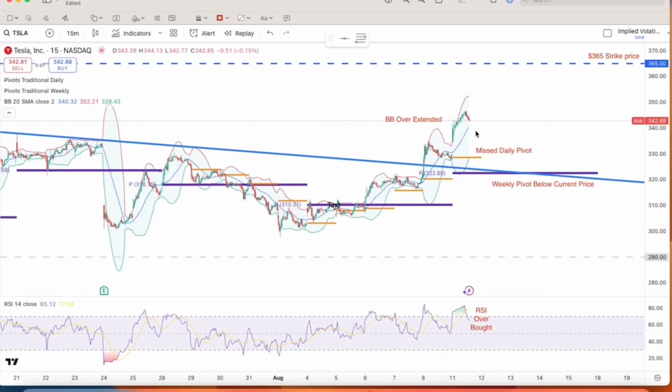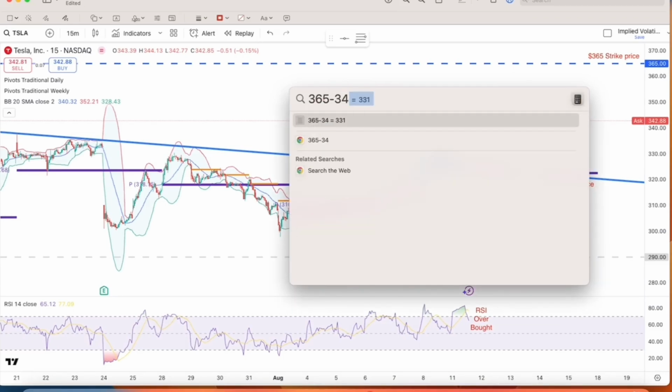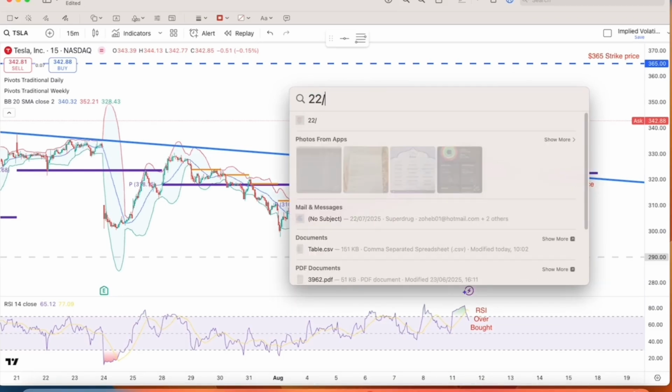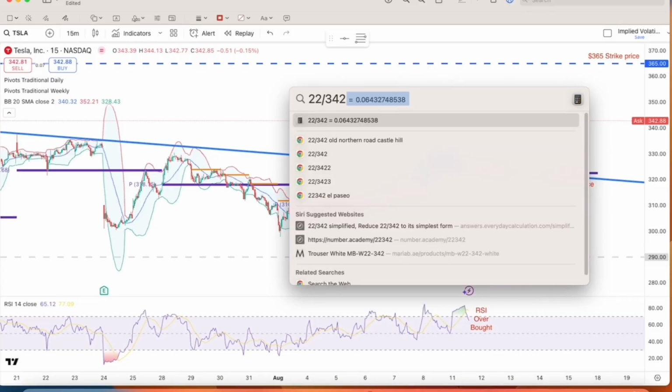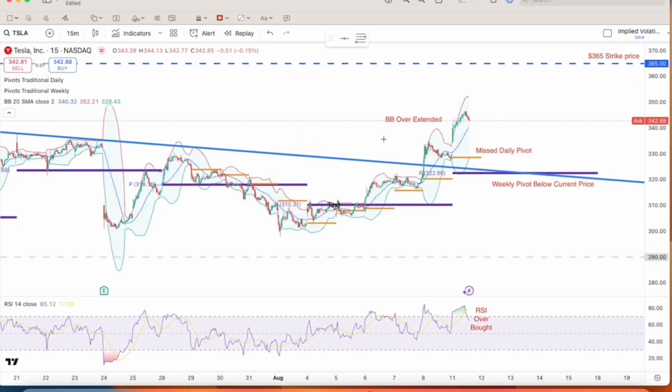You've got to also remember that even if the price does go up, I still have buffer room at 342 to 365. So whatever that is, let's call it 365 minus, let's call it 343. So that's 22 divided by 342. Tesla still has to move up 6% in the next 4 days, which for Tesla, that's not really a big move.